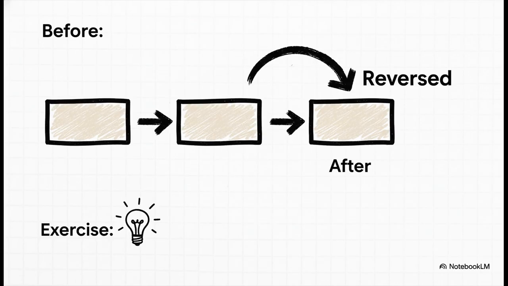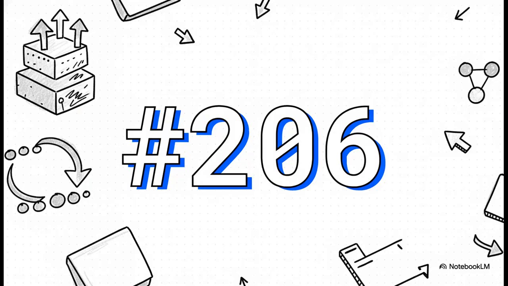So how do you build this skill? You gotta practice. And a perfect problem for this is reversing a linked list. Your mission, should you choose to accept it, is to solve it both ways, once with iteration and once with recursion. And if you want to find this exact problem, just head over to LeetCode. It's number 206. Seriously, doing it both ways will make all of these concepts stick. Go give it a shot.